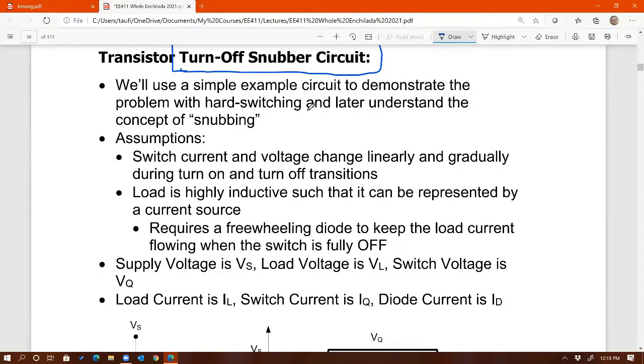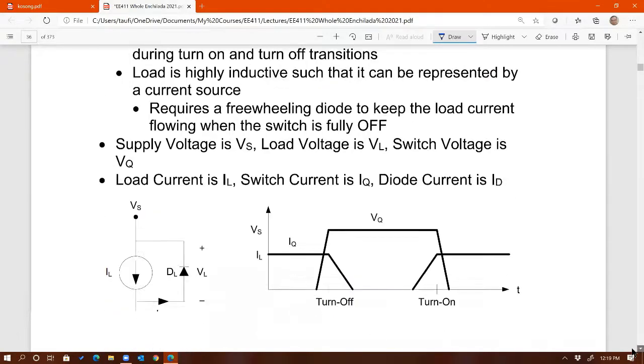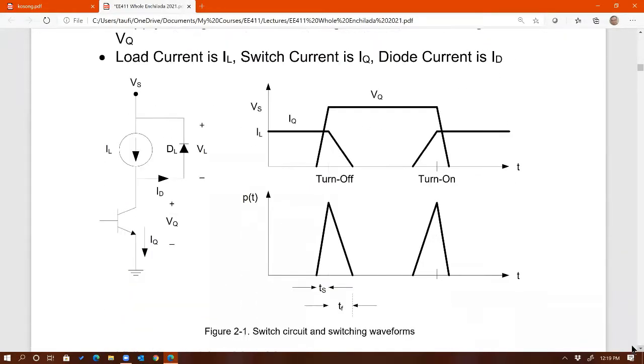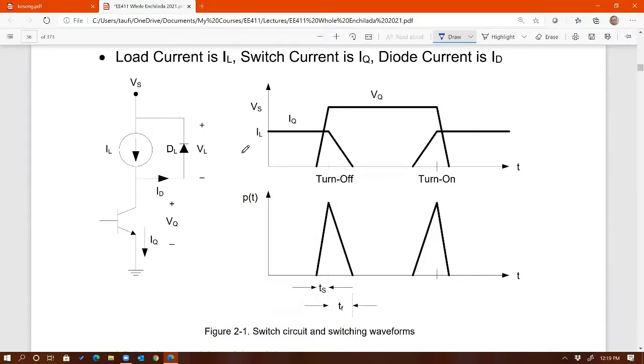Let's do before the snubber, and I'm going to use a very simple circuit to explain how a snubber works. So this is without a snubber. I have this simple circuit where I have a transistor working as a switch, and then I have this inductive load that is heavily inductive, so that I can model the load current as a current source. Because this is a highly inductive current source, if the switch is off, we had better have a path for this current to flow.